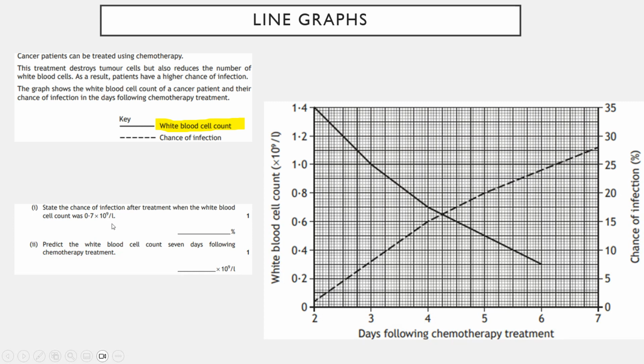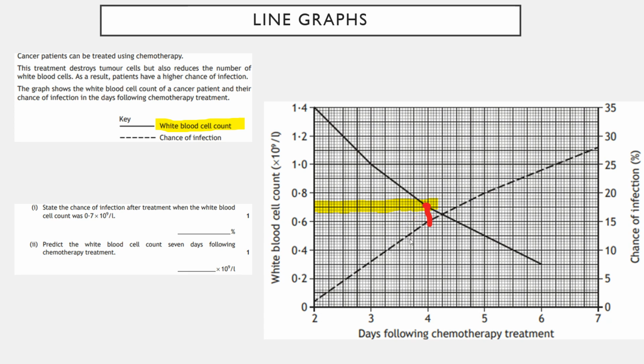Question 1, state the chance of infection after treatment when the white blood cell count was 0.7. So the white blood cell count is on the left hand side, so we need to find our 0.7 line, go along to where we find the white blood cell count. So we're comparing that then to the chance of infection. So to see where these two lines meet, we go down.